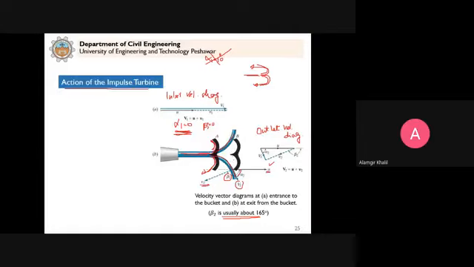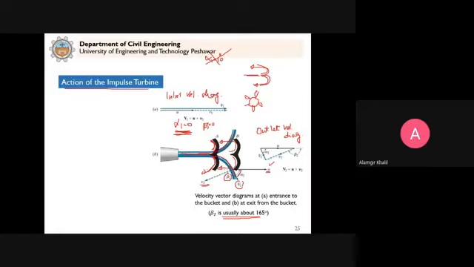Why? Because if the water leaves the bucket at 180 degrees, it will strike the next coming bucket. So it will affect the speed of the bucket, and it will affect the rotation. What we want is that it should rotate. These are the buckets connected to the wheel all around.